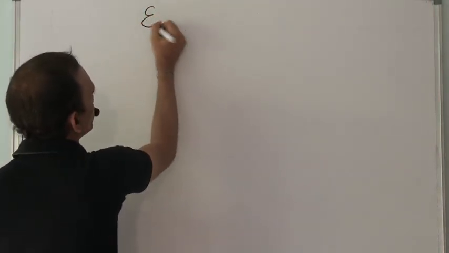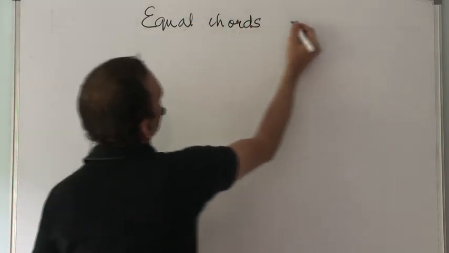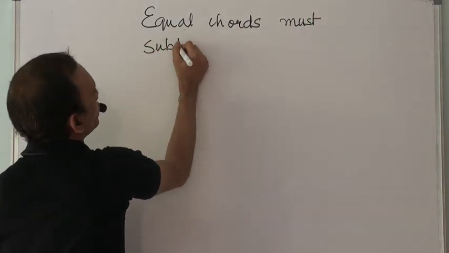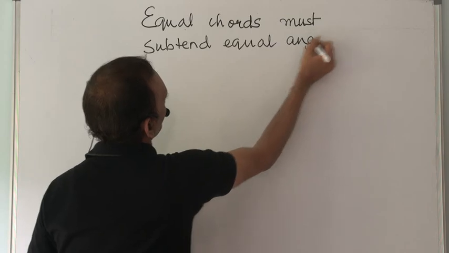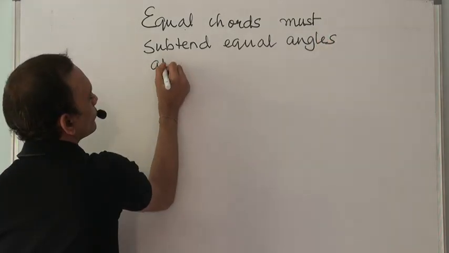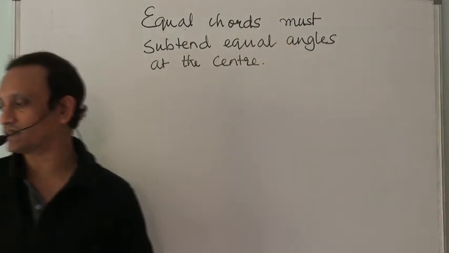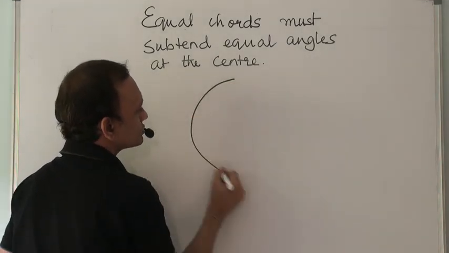One of the properties that's very commonly used is the property related to equal chords of a circle, right? What we want to establish is that if we have two equal chords in a circle, they must subtend equal angles at the center. Two equal chords must subtend equal angles at the center. It's a fairly simple proposition to prove.